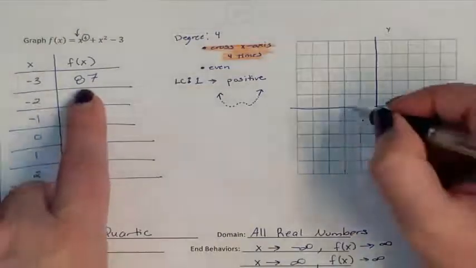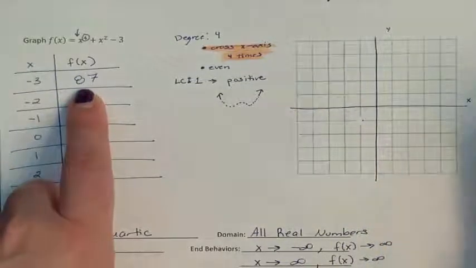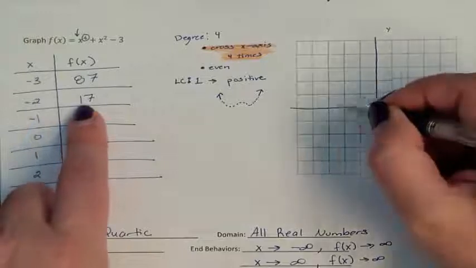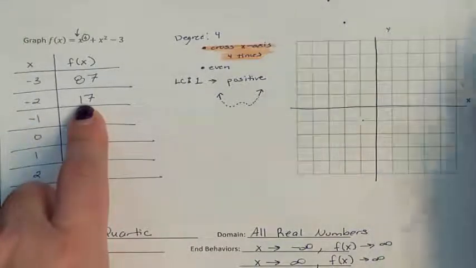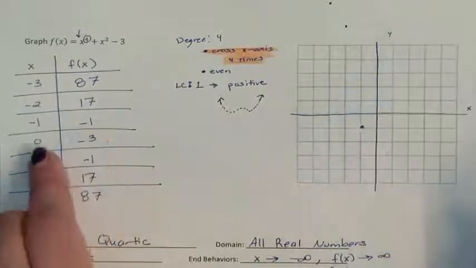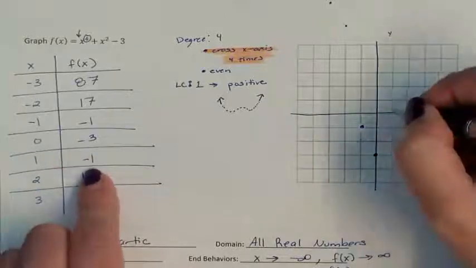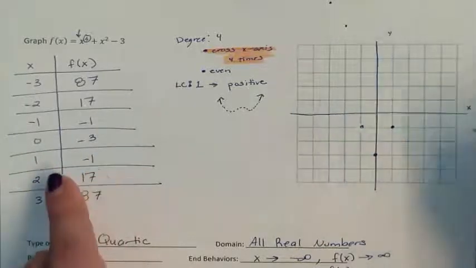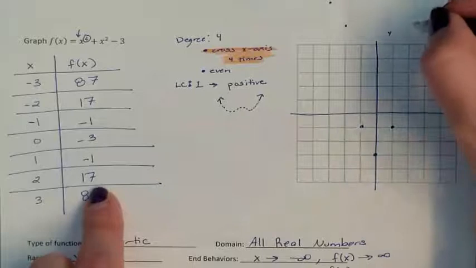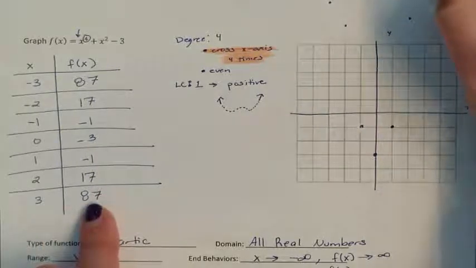Negative 387 would have been way up here. Negative 217 would have also been way up here. Negative 1 would have been right here. 0, negative 3. 1, negative 1. 217 would have been way up here. And then 387 would have been way up here.